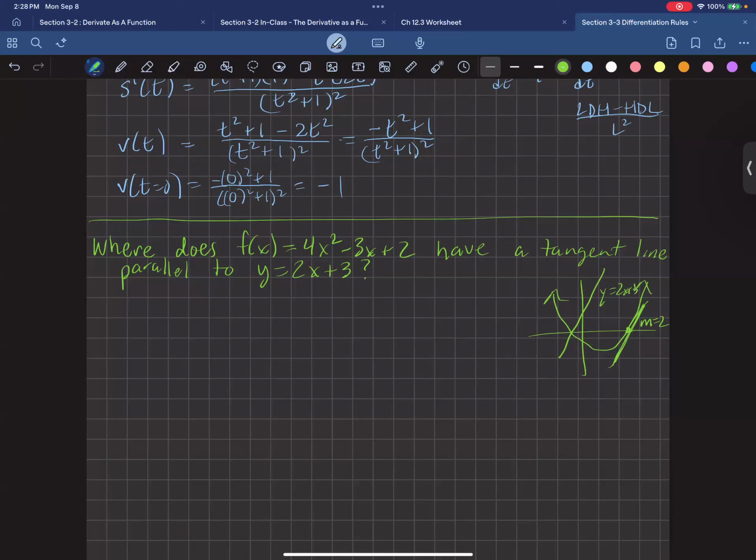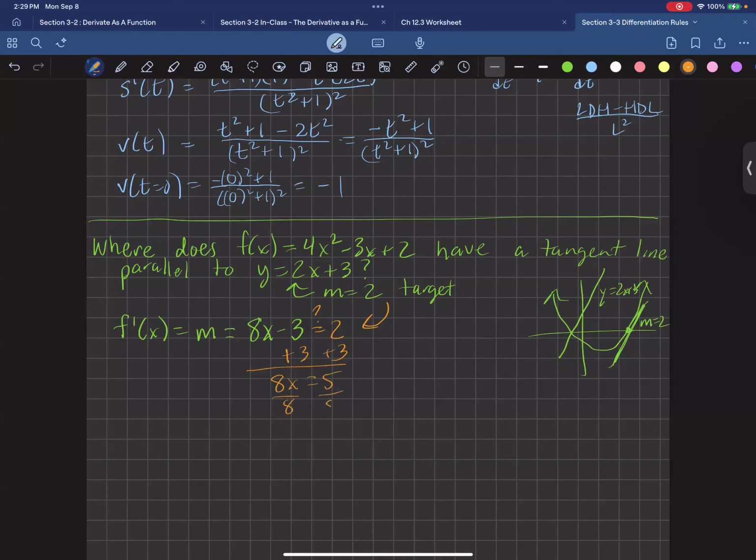So the first thing to recognize is this is our target slope. M equals 2 is our target. So if we find f prime of x, we can find m at any point. And this is 8x minus 3. And we want to know, when does that equal 2? So add 3 to both sides. Divide by 8. We get x equals 5/8.